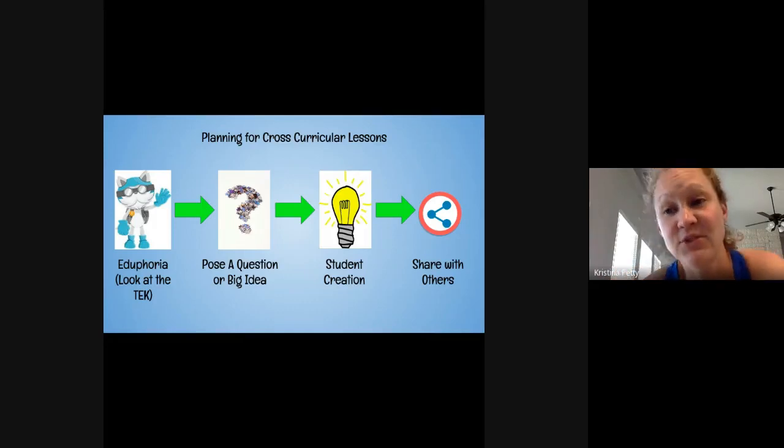And then student creation. So what could the students create that would in turn help them answer that big idea question or idea. And then the last thing is sharing with others. We want others to have an authentic audience.